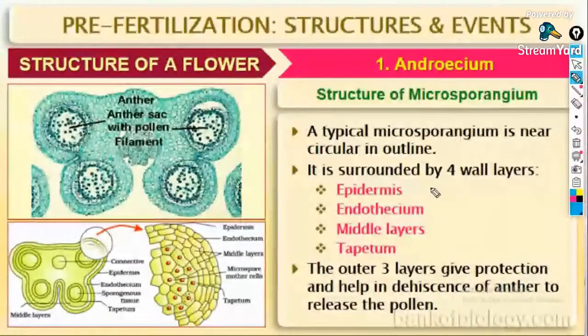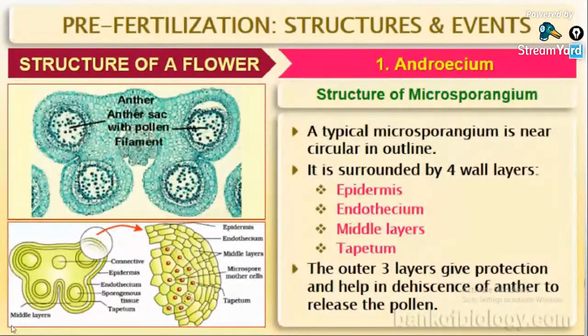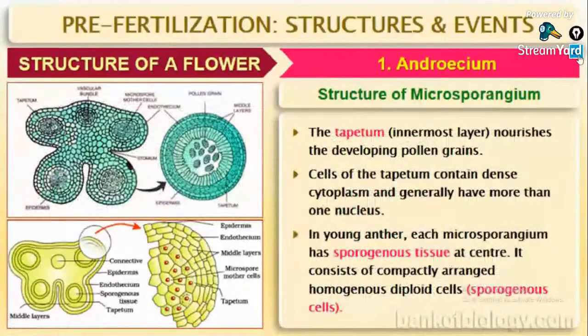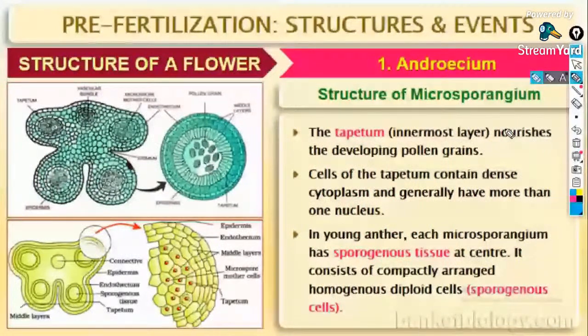Epidermis, endothelium, middle layers, tapetum. We already discussed that. Moving on with the next one. The other three layers, that is the epidermis, endothelium, and middle layers, help in the dehiscence of the anther and protection. And we discussed that tapetum is the innermost layer, which helps in the nourishment of the developing pollen grain.